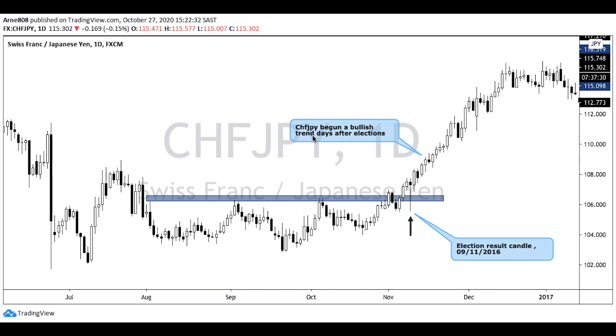I don't know how that correlates, but sometimes pairs are not 100% correlated. Sometimes in certain instances, like fundamental events like this, things might change, but both of them are bullish. We don't know why, but we just have to be reactive. So this was what happened to CHF. It became so strong days after the election.